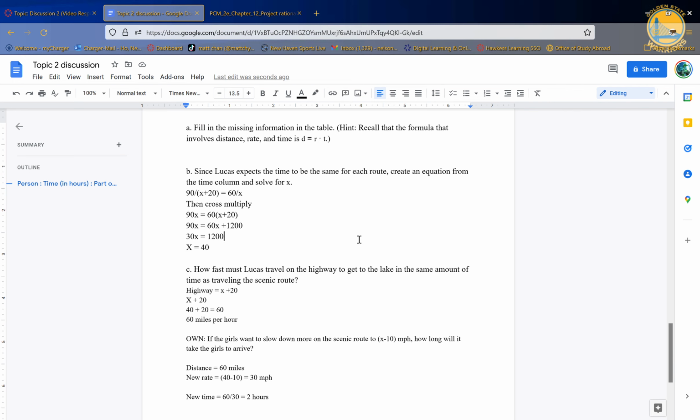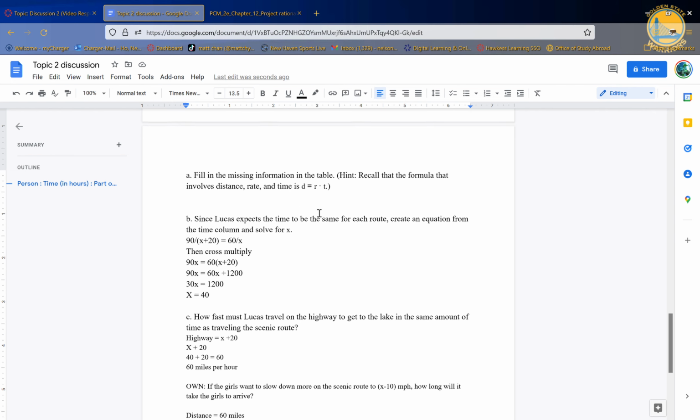For B now. Since Lucas expects the time to be the same for each route, create an equation from the time column and solve for x. Well, you would just take 90 over x plus 20. Make sure x plus 20 is in parentheses, or you might get a different answer. And set that equal to 60 over x. From here, we just cross multiply, which means 90 times x equals 60 times x plus 20. Now there's no more denominators, so we can move on from here.